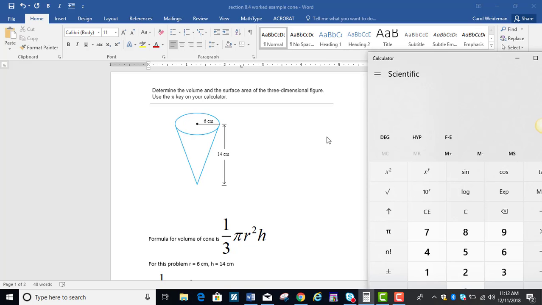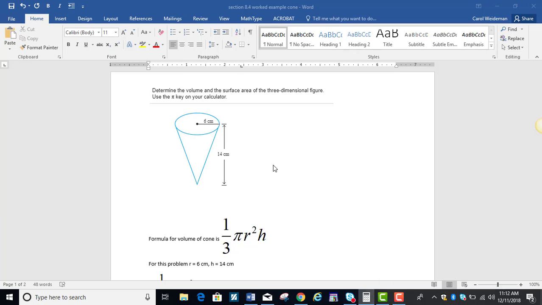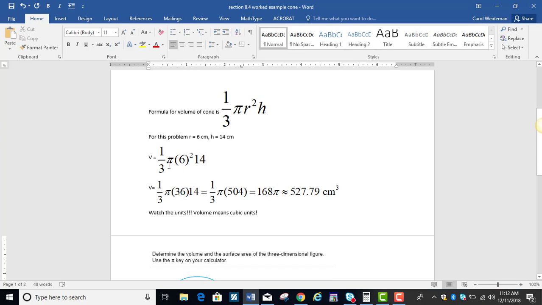So let's do the volume first. Remember the formula for the volume of a cone shown here, 1/3 pi r squared h. For this problem, the radius is 6 centimeters and the height is 14 centimeters. So the first thing I'm going to do is substitute those values into the formula first, and then I'm going to use the calculator.